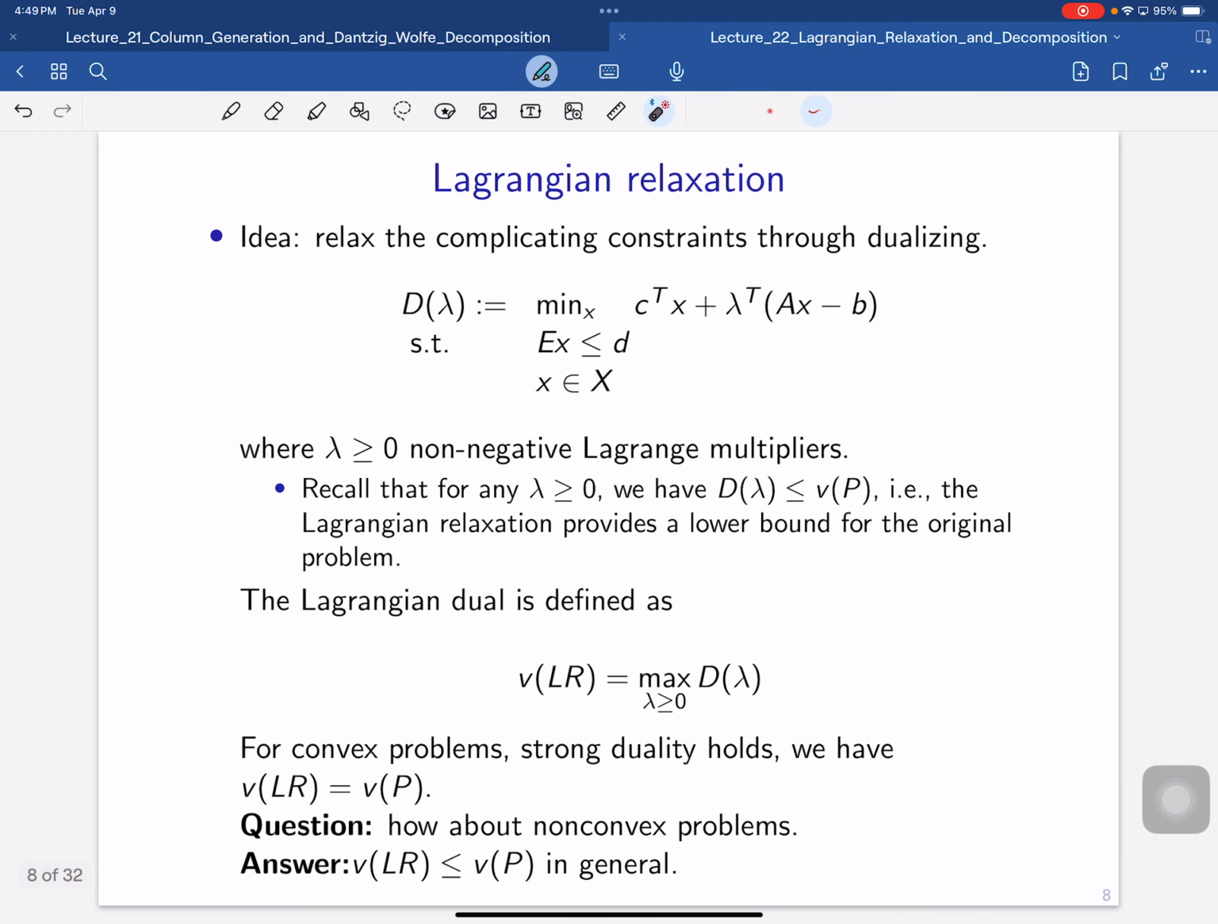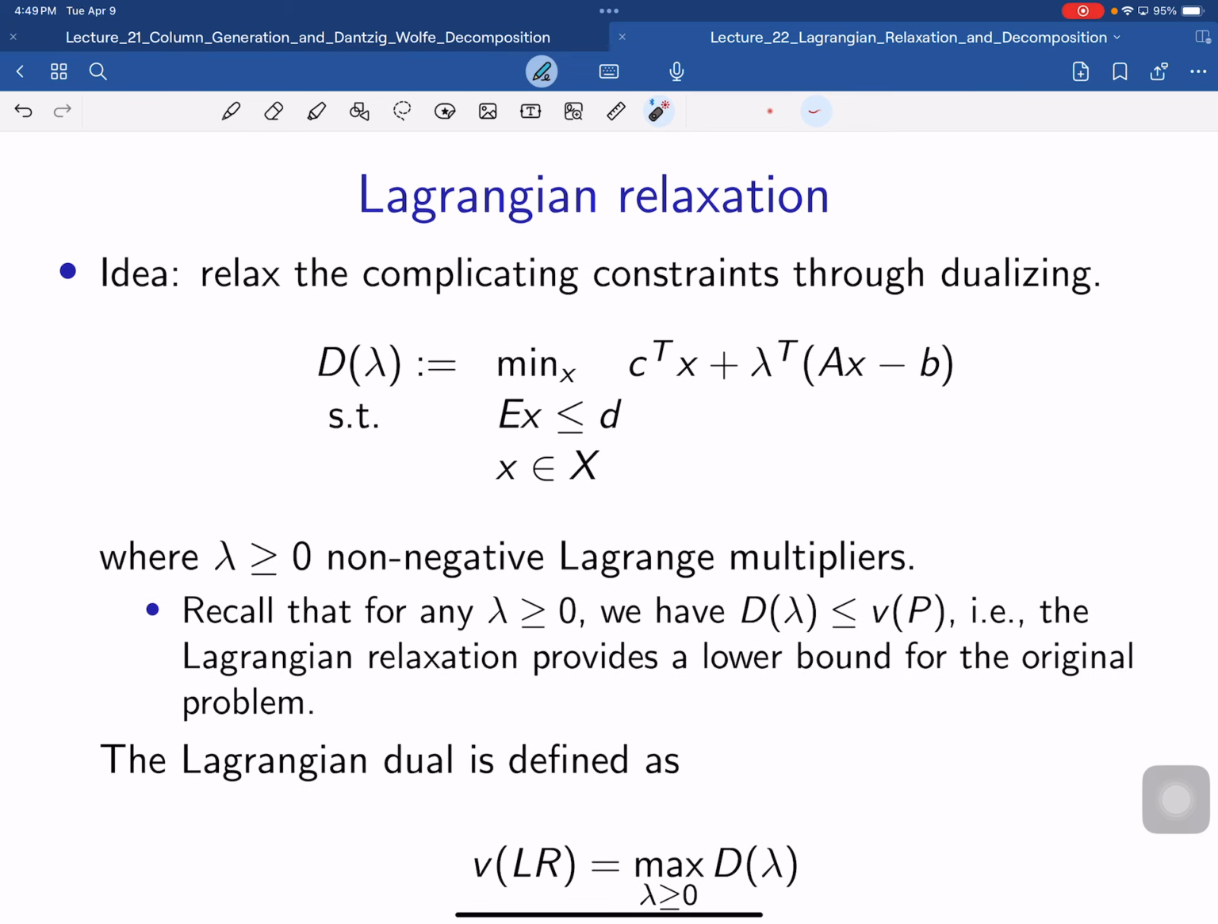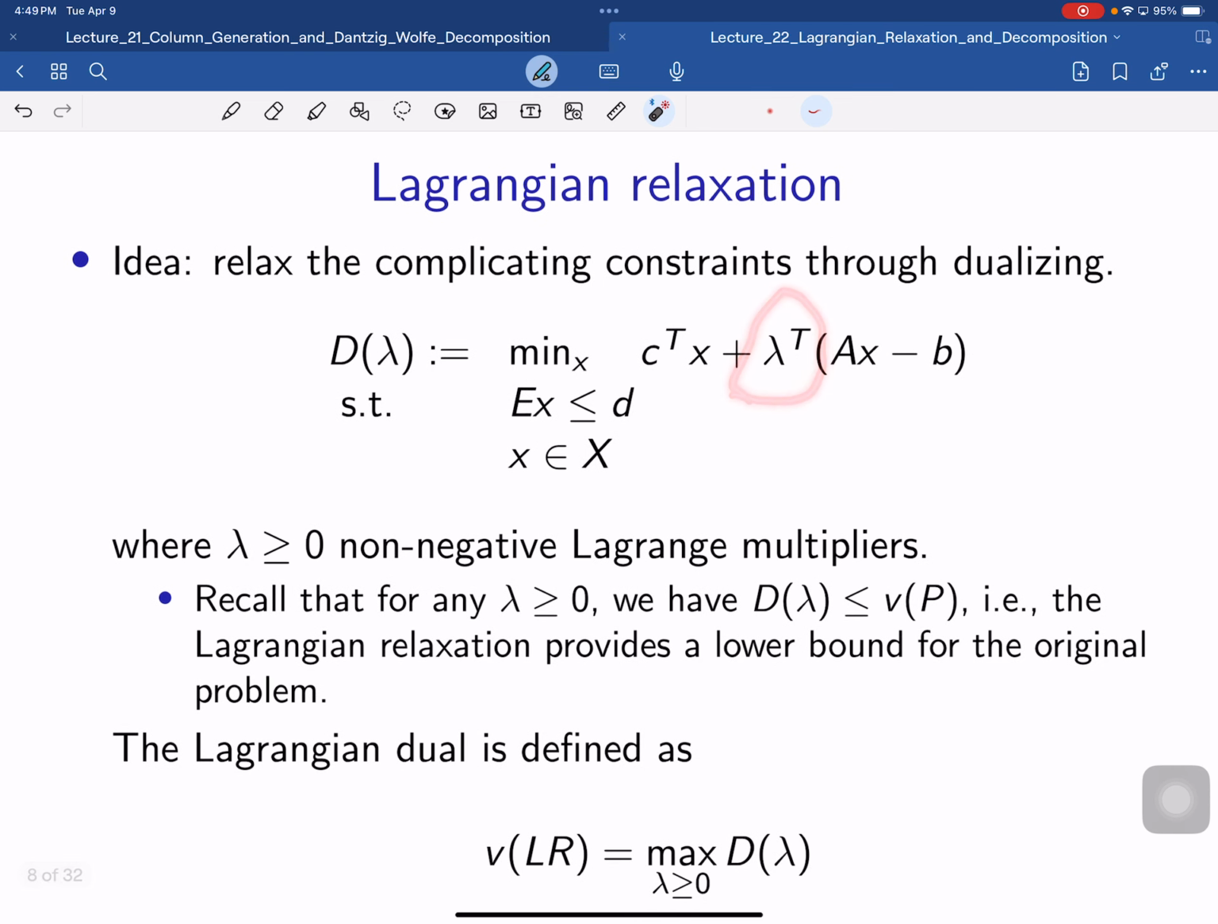Again, the idea of Lagrangian relaxation is the following. We would like to dualize the complicating constraints. Before you think about dualizing, you can think about removing the complicating constraint, and then the problem is easy to solve. But just removing the constraint is a little too trivial. You can think about removing the constraint as having a Lagrangian multiplier of 0. So if lambda equals 0, it is equivalent to removing the constraints.